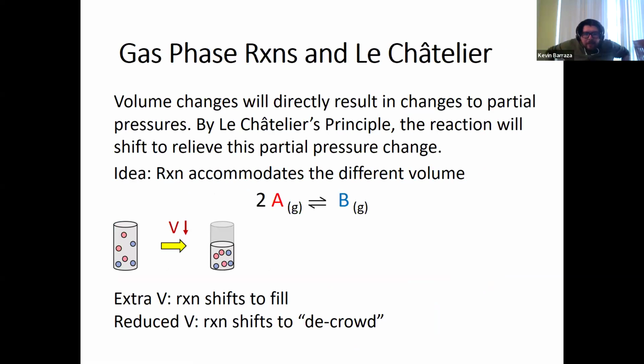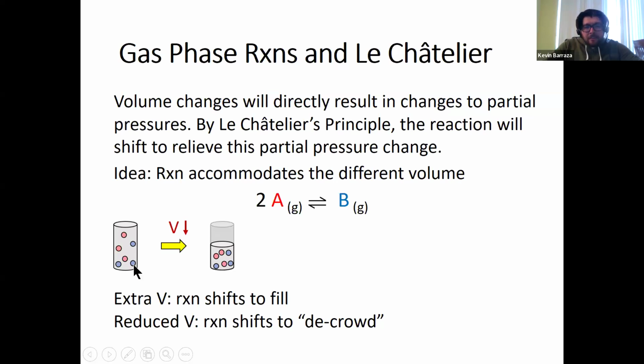When it comes to gases, we can also talk about volume as one of the disturbances because gases like to take up volumes. So volume changes will directly result in changes to partial pressure, and by Le Chatelier's principle, the reaction will shift to relieve this partial pressure change. So the idea is the reaction accommodates the different volumes. So there, again, like with temperature, there is no always true yes or no answer. It depends on the reaction. What I like to think is the reaction will always try to accommodate a volume change.